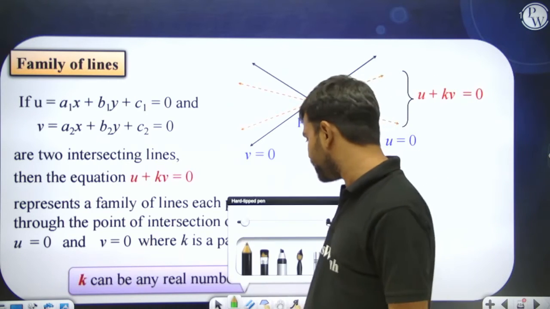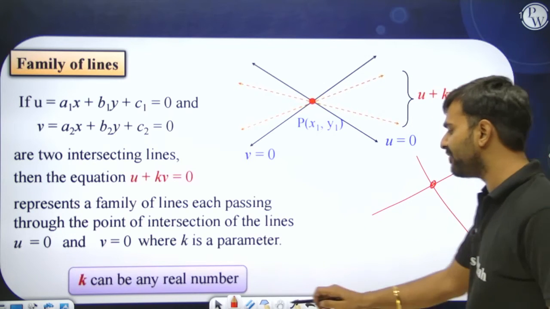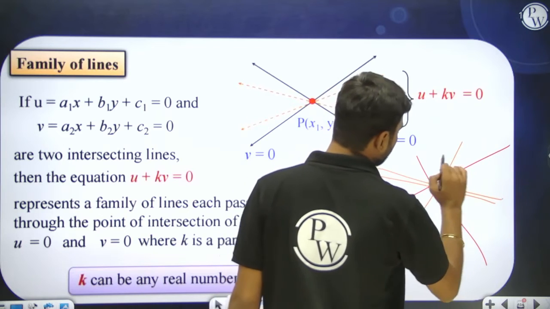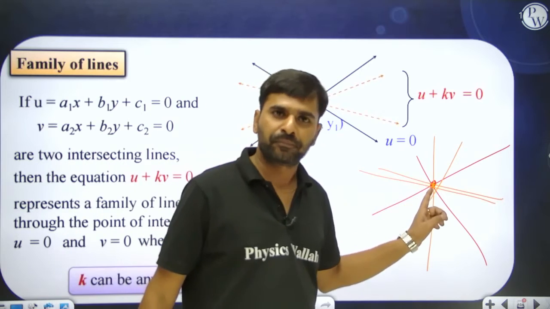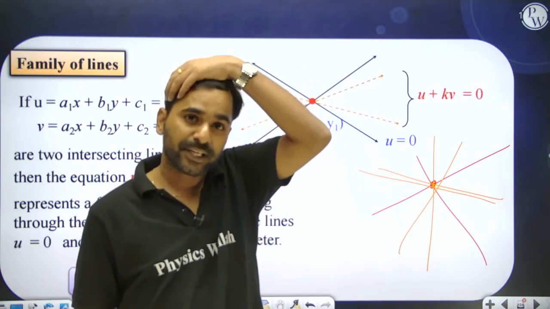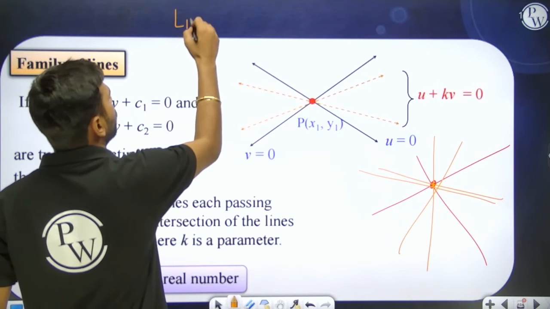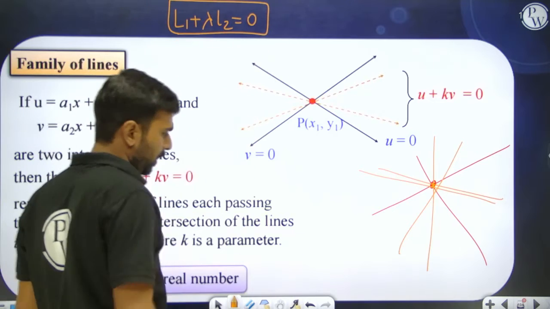Okay, family of lines. Look, two lines are, let's say, intersecting over here, and if I talk about the lines passing through this point, then there will be infinite lines. Yes or no? Now if I want you to write down the lines passing through this point, there is one way of writing all those infinite lines, and that is L1 plus lambda L2 equal to 0, where lambda is nothing but a real number.